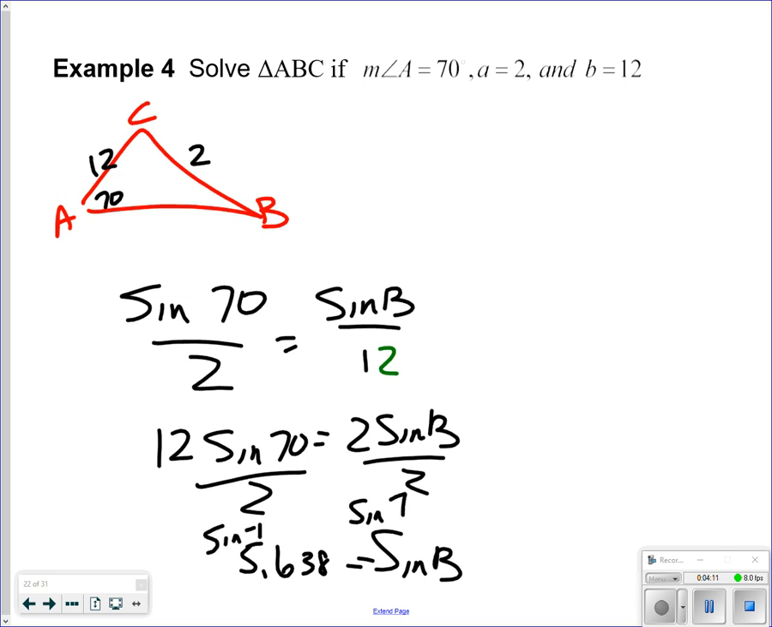I get an error, which means there is no solution. You cannot draw this situation correctly. Okay? If you had a 70-degree angle and the side opposite is only 2, this side cannot be 12 and make a triangle. The side 2 is not long enough to actually make an angle measure. So again, you would write no solution.